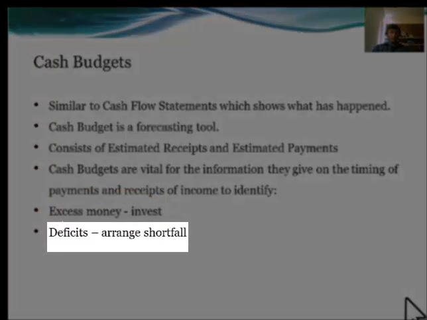But more commonly, we have a situation where we have a shortfall. Then managers must arrange a way to cover the shortfall in the short term. And by that I mean that if it's a short-term deficit, then we go to the bank and arrange a thing called a bank overdraft, which basically means that the bank will allow us to go into the negative up to a certain amount, hopefully only for a short period of time.